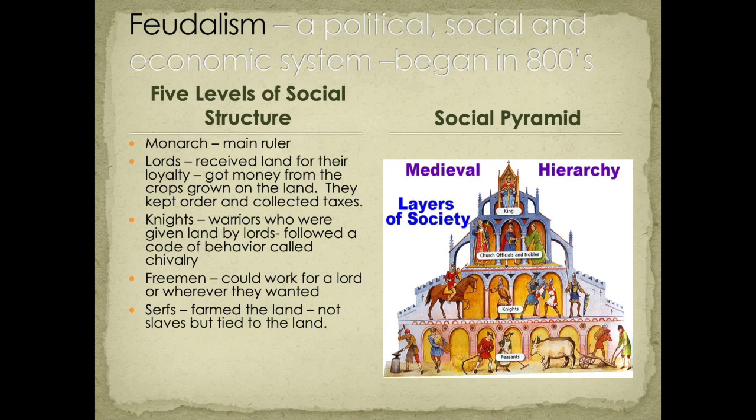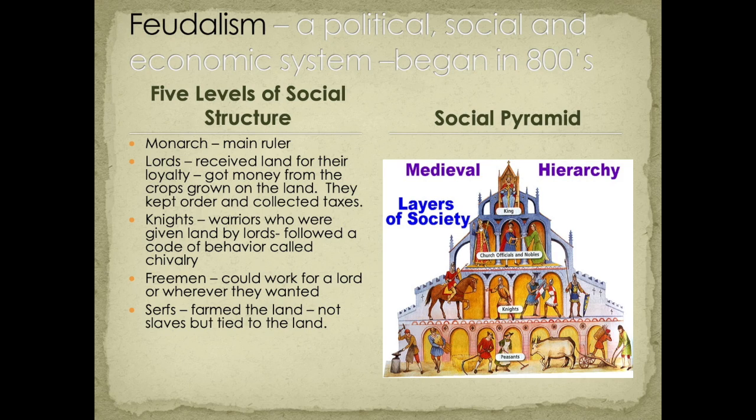So, five levels of social structure. We just went over this, but I want to show you different versions of it. You have the monarch, a king or queen, the main ruler. Lords received land for their loyalty and got money from the crops grown on the land. They kept order and collected taxes. Lords and vassals are the same, but vassals are lesser lords.